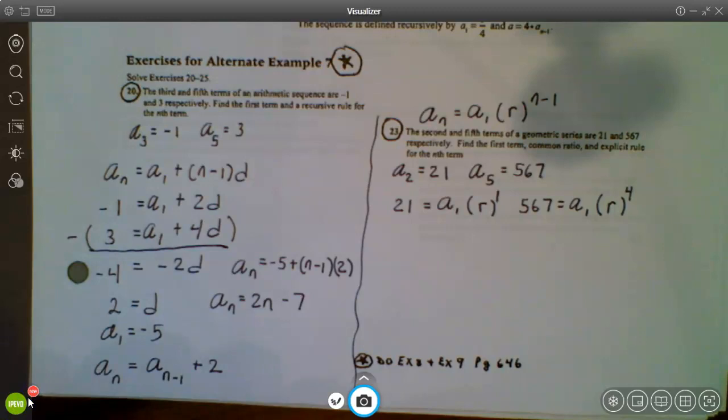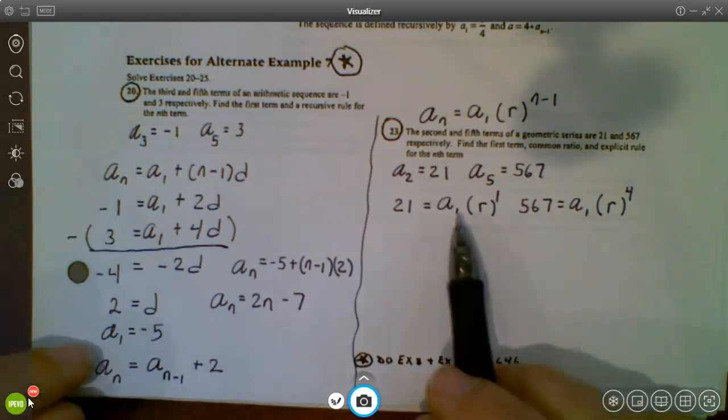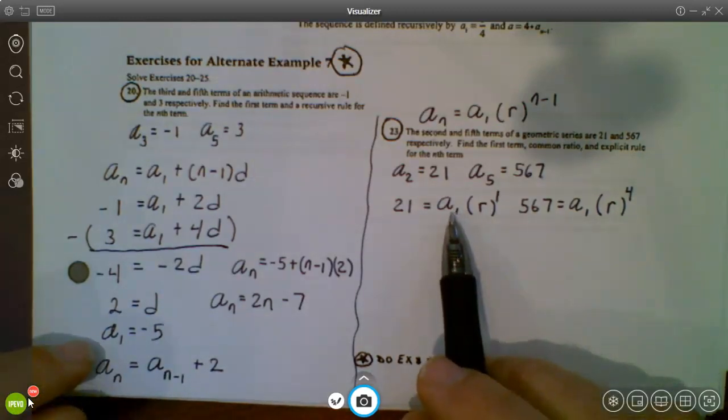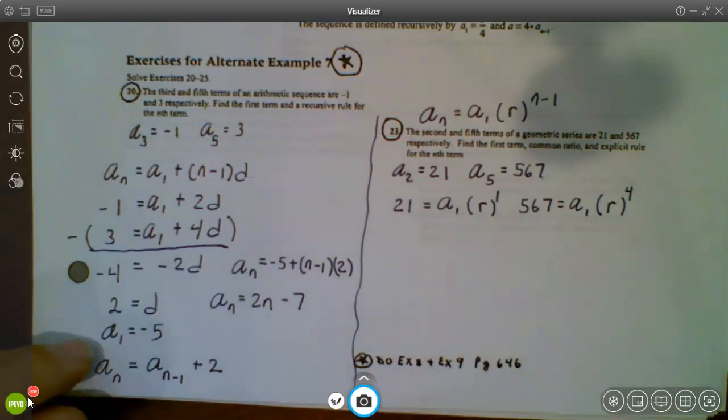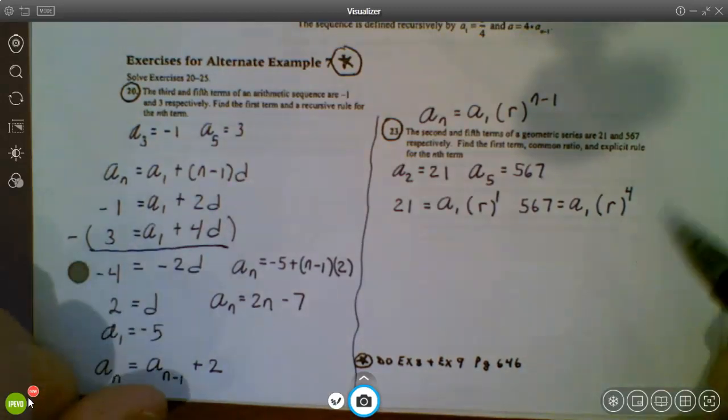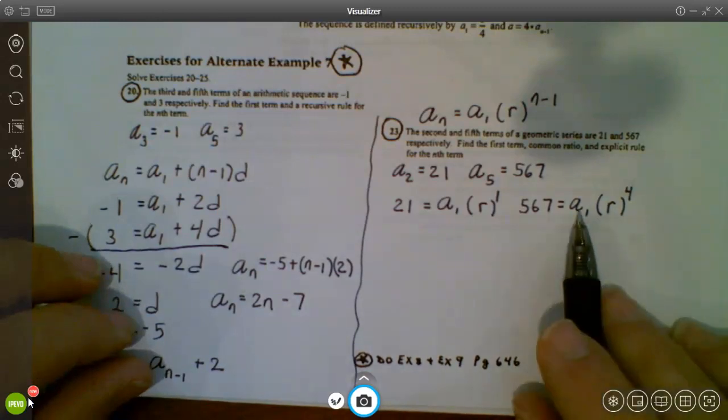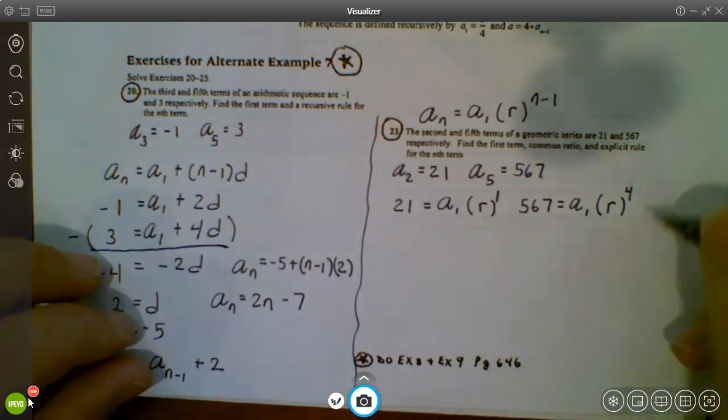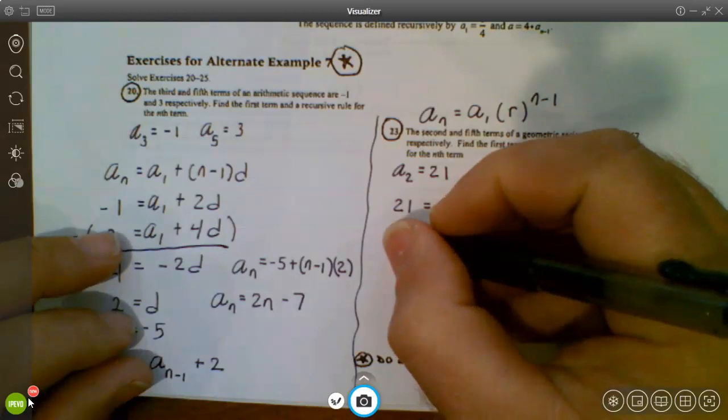So you could use substitution on this. I could isolate a letter and then substitute that information into the other formula, but I kind of like their approach on this. They basically set up a proportion. Because there is a common ratio, we're allowed to set up a proportion on this. So I'm going to set up this side: a1 r to the fourth.